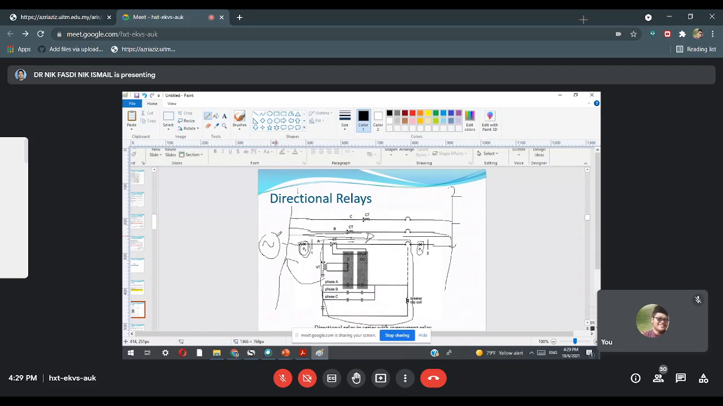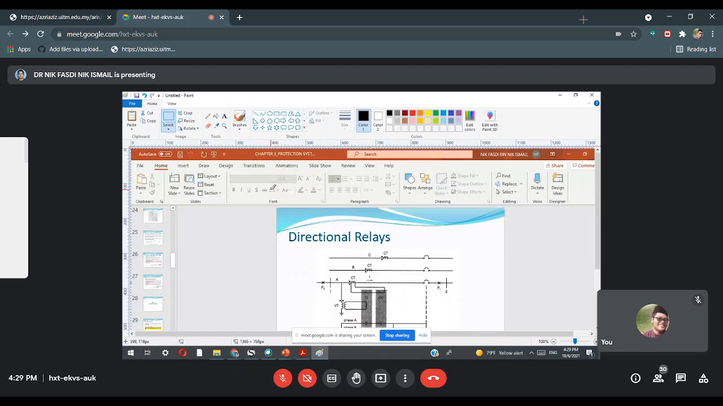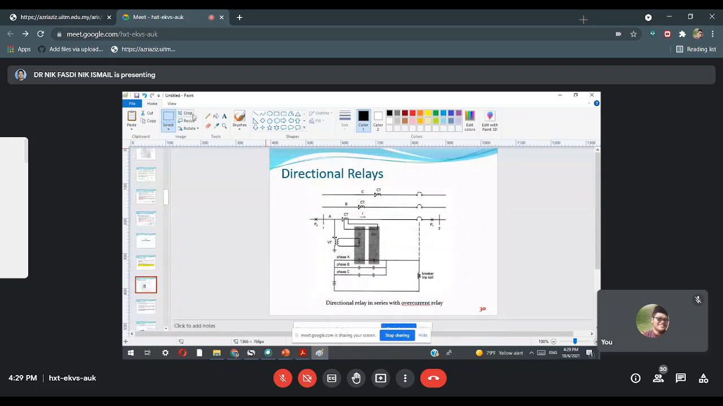Faham? So current tu, dia apa cerita dia? Kenapa jadi forward? Because current dia akan flow through CT dulu, barulah dia pergi pada fault. Itu jadi forward. Kita katakan positif lah. Tapi kalau current tu pergi fault dulu, barulah dia masuk pada CT, dia akan jadi reverse. Negatif. So in order to make it forward, you kena letak kat sini.